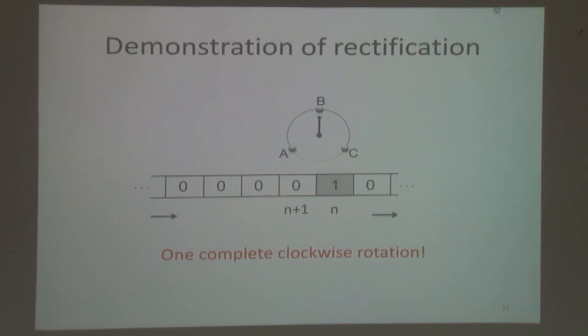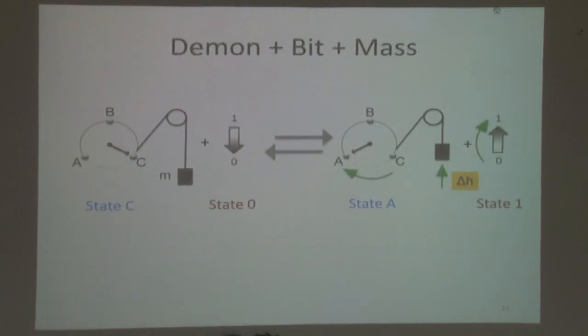Okay. With that picture in mind, let me attach the mass. And as I said, whenever the demon goes from C to A, thus trying to complete a clockwise rotation, the mass goes up by a certain amount, I call delta H, and the mass itself is given the value of small m. Note that this movement of the mass is associated with the combined transition of the demon and the bit.